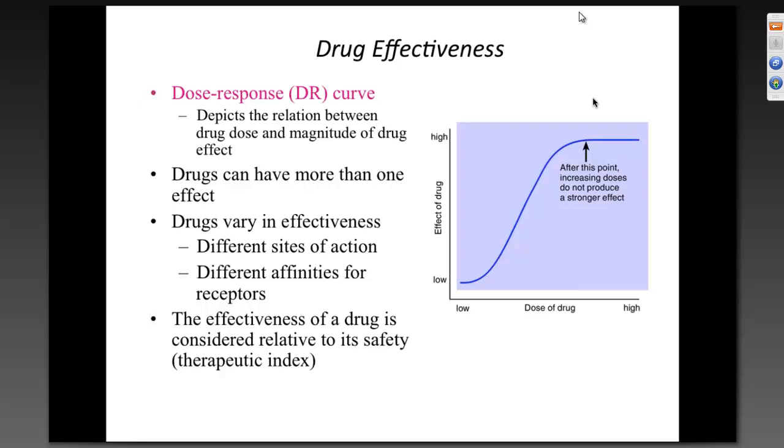So the idea here is we were talking about dose response curve. That is the relationship between when a dose becomes effective versus the magnitude of its effectiveness. Okay, so like the threshold of its effectiveness and then where that kind of plateaus out.